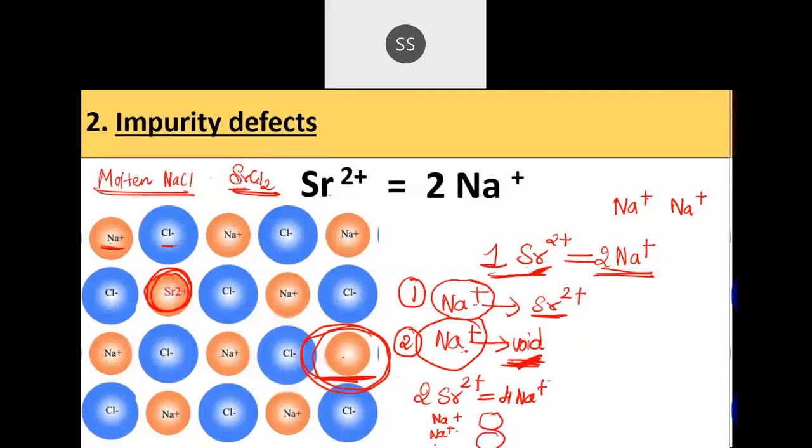So that's what I said. The number of cationic vacancies which are created will be equal to the number of strontium ions which we have added. Is this clear? This part is clear to everybody? Yes, so that's all about impurity defect. Now I'll go for the next one.